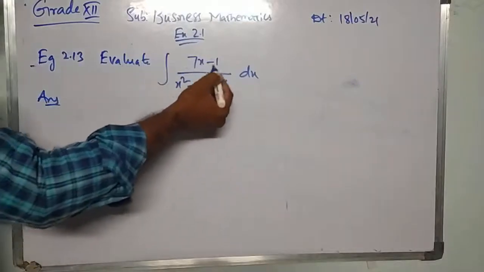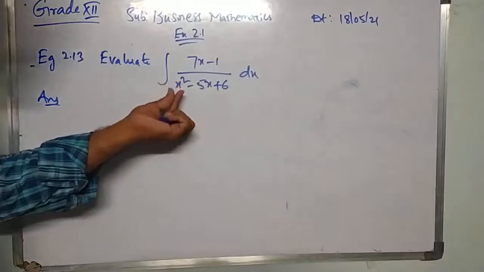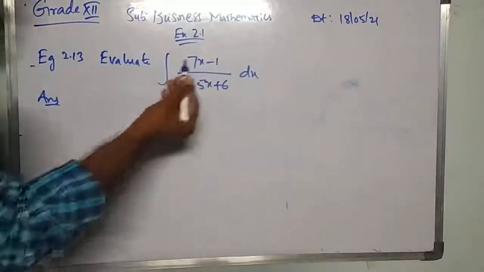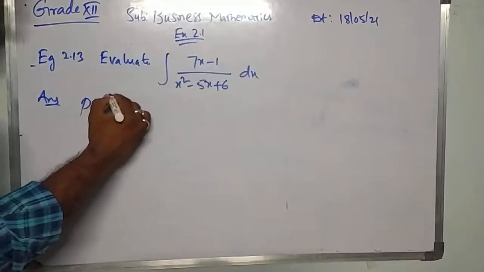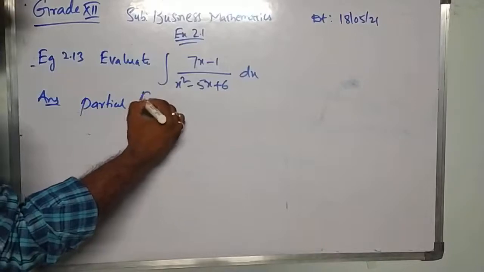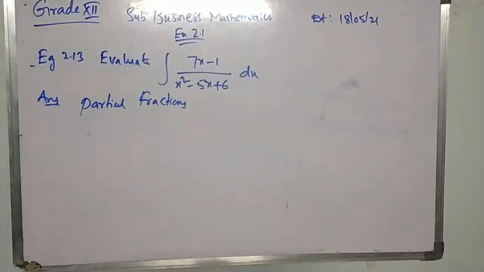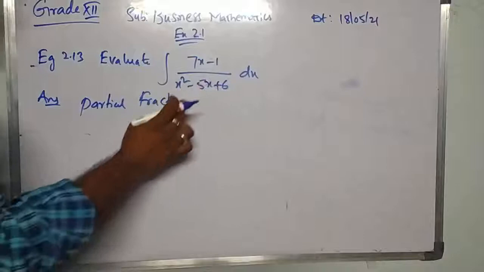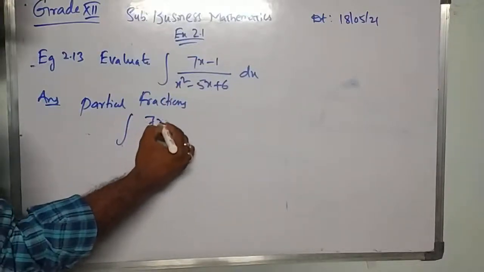See, here we cannot perform division, because the degree of the denominator is more than the degree of the numerator. For that reason we will use the concept of partial fractions. So for the concept of partial fractions, we can write this denominator, x square minus 5x plus 6, and that can be split like this.